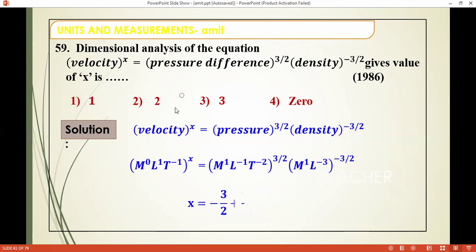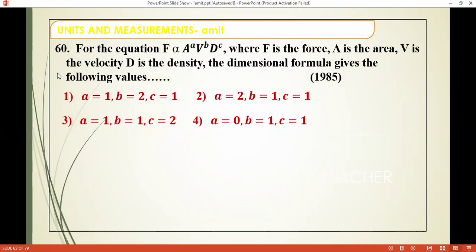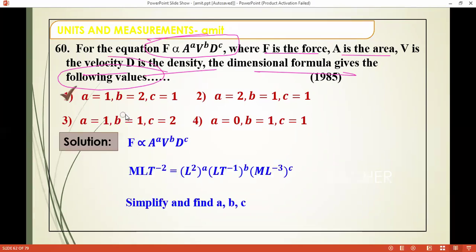You can check it. The next question is for the equation where force is A to the power a, B to the power b, T to the power c. F is force, A is the area, B is the velocity, T is the density, and the dimensional formula is given. This formula question is talking about this formula. You can put in values one by one, solve it, and you will get the answer.